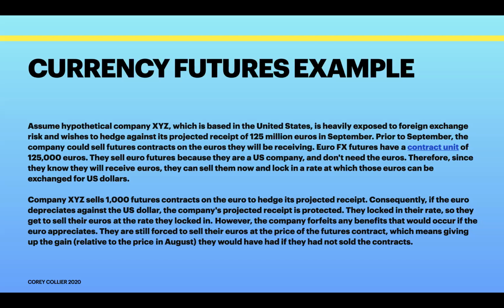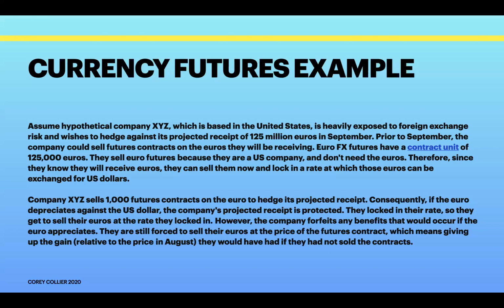Therefore, since they know that they will receive euros, they can sell them now, lock that in at a rate at which those euros can be exchanged for dollars. All right. Company XYZ sells 1,000 future contracts on the euro to hedge its projected receipt. Consequently, if the euro depreciates against the dollar, the company's projected receipt is protected.